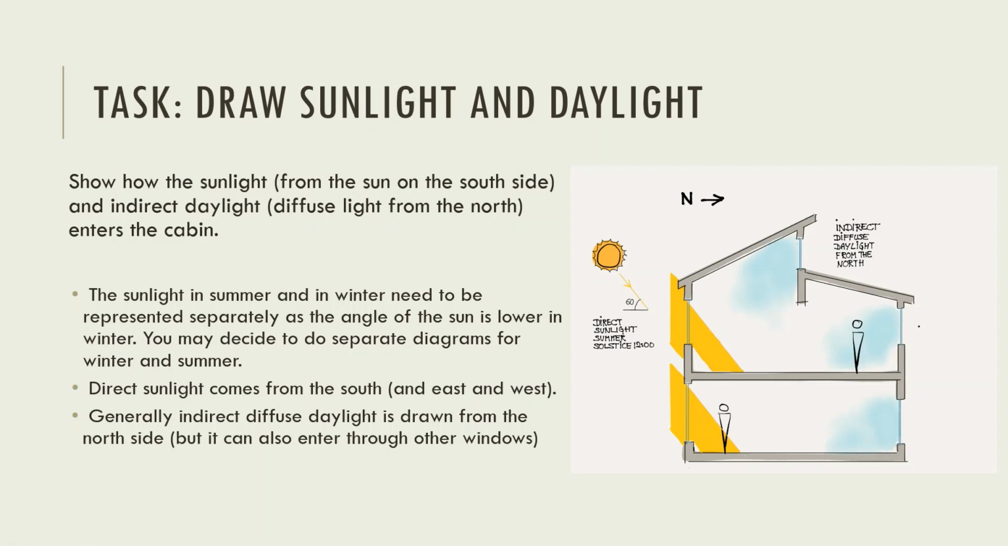The sunlight in summer, direct sunlight comes from the south and also the east and west. And diffuse sunlight is drawn from the north side. You can see that the diffuse sunlight or the diffuse daylight is shown blurry here because it's diffuse. It comes from different directions.